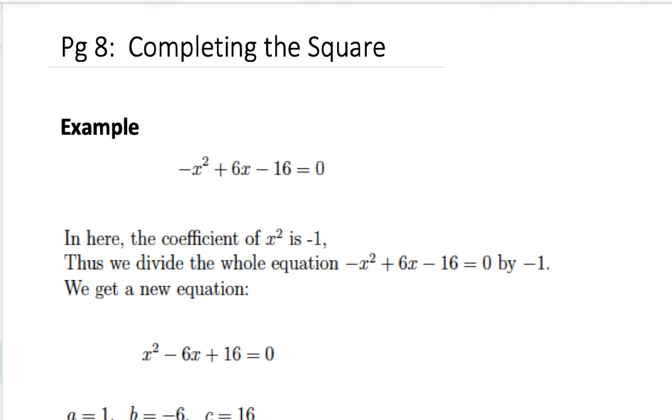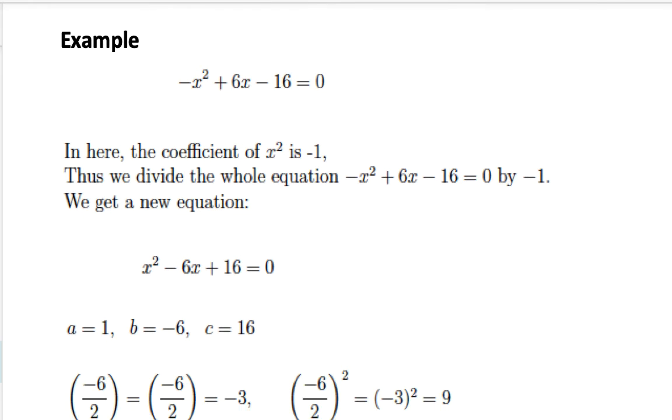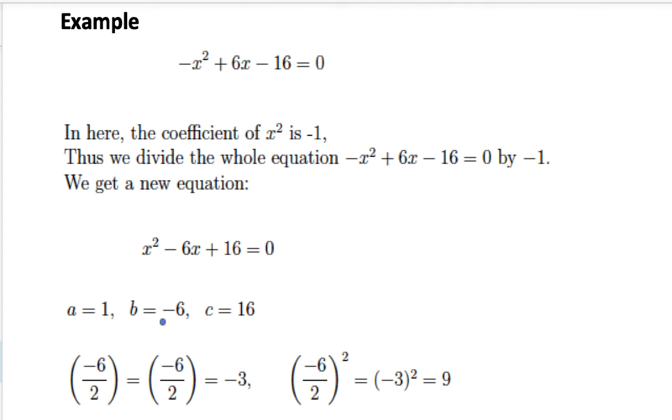Let's write down the a's, b's, and c's, because remember we have to find b over 2. So our b is -6, a is 1, c is 16. So b over 2a is -6 over 2, which is -3, and then we take the square.